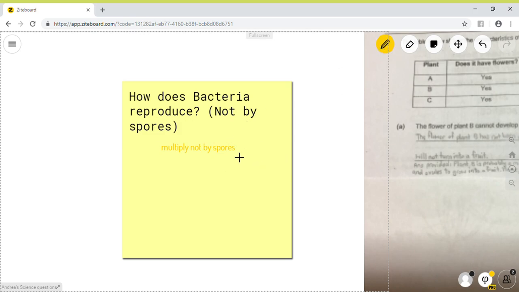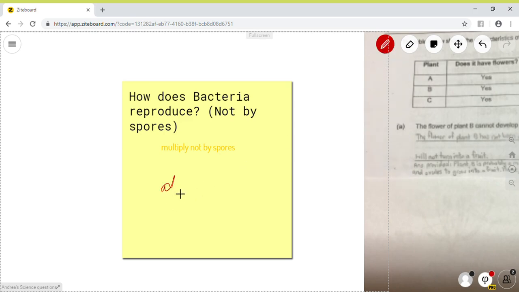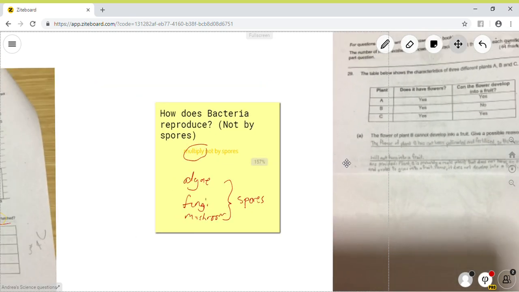It's only algae. You know algae? Algae is by spores. Yeah, fungi, right? Mushroom. All these are spores. So bacteria is not. Bacteria multiply. Okay. Next.